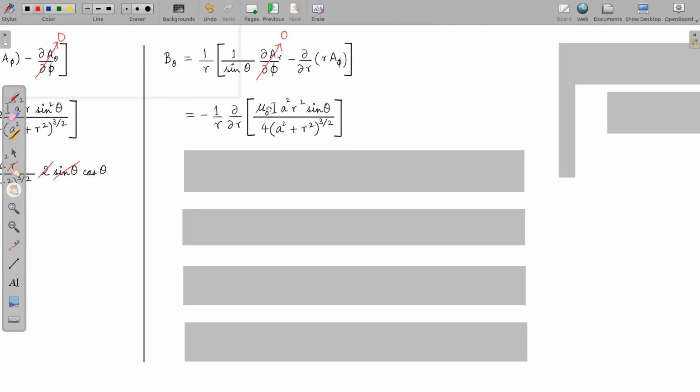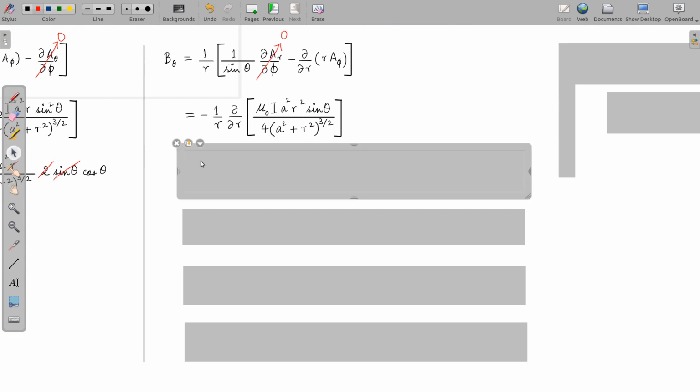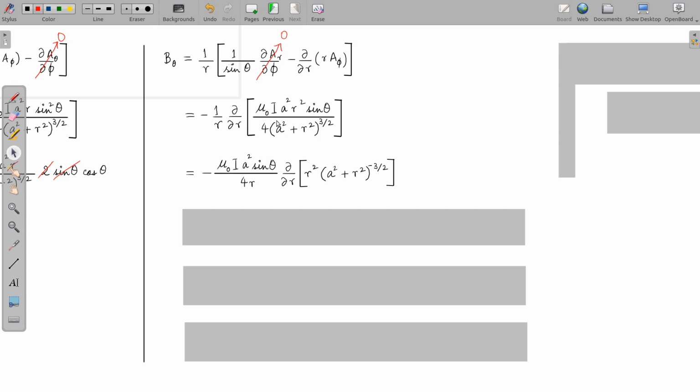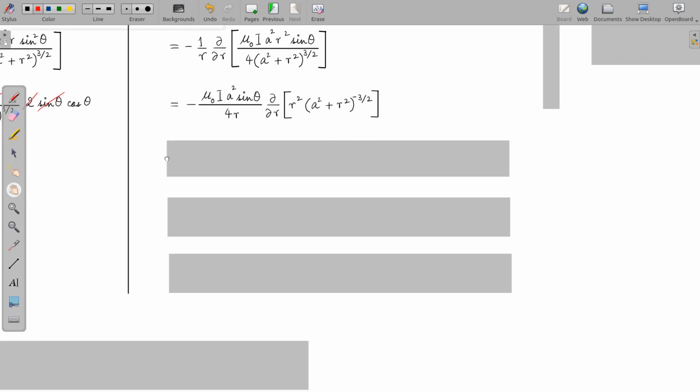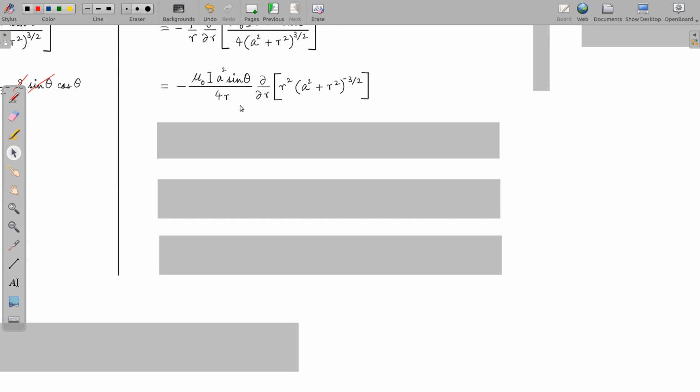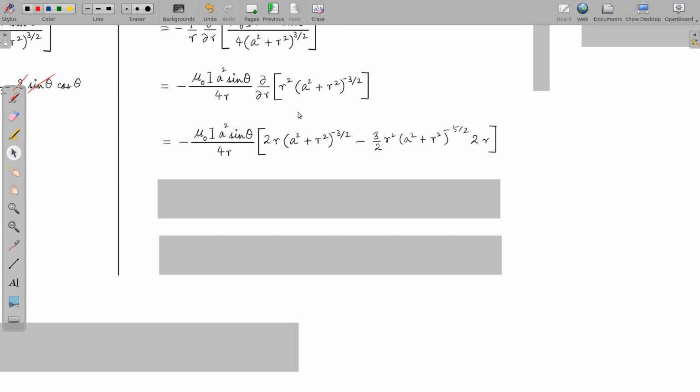I could just take all the constants outside. So mu naught I a square sine theta by 4. There is already an r outside. Okay, by 4, and what is left behind is r square into a square plus r square to the power minus 3 by 2. So this I can use the product rule. Okay, I could use the product rule to differentiate this very easily. So when we use the product rule, we have to differentiate it one by one. So we'll have two terms.